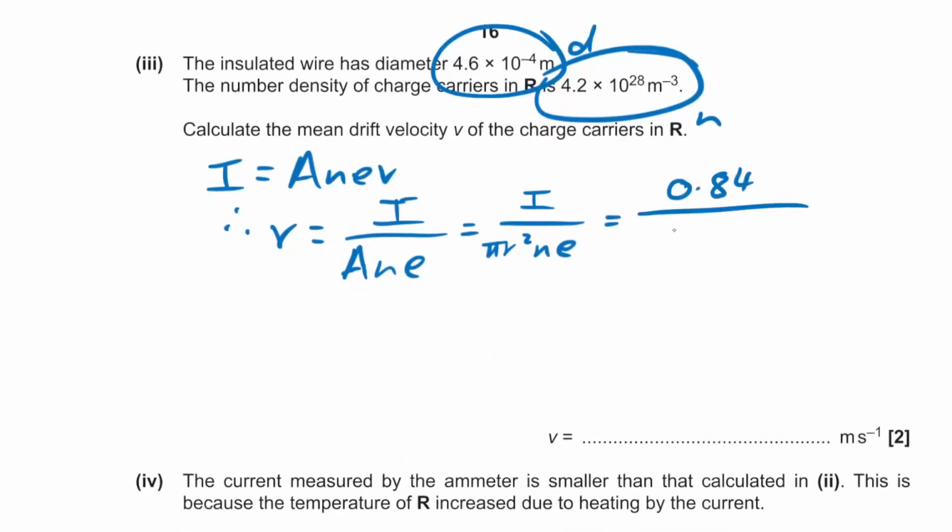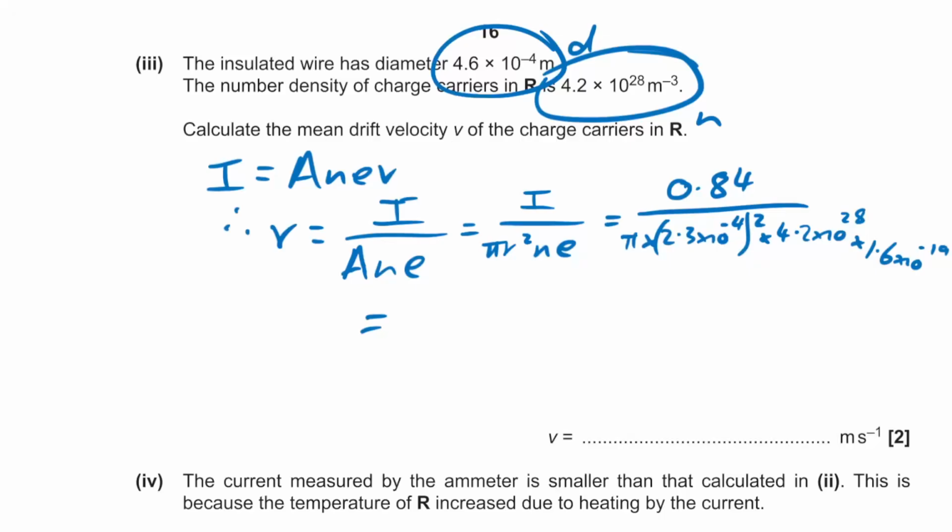And e, so that is equal to current of, what do we say it was? 0.84 divided by, here we go, pi times, well, it's half of the diameter, so 2.3 times 10 to the minus 4 squared, times 4.2 times 10 to the 28, times 1.6 times 10 to the minus 19. Just about fitting on there. Can I tidy up powers of 10? No, I can't be bothered, to be honest.